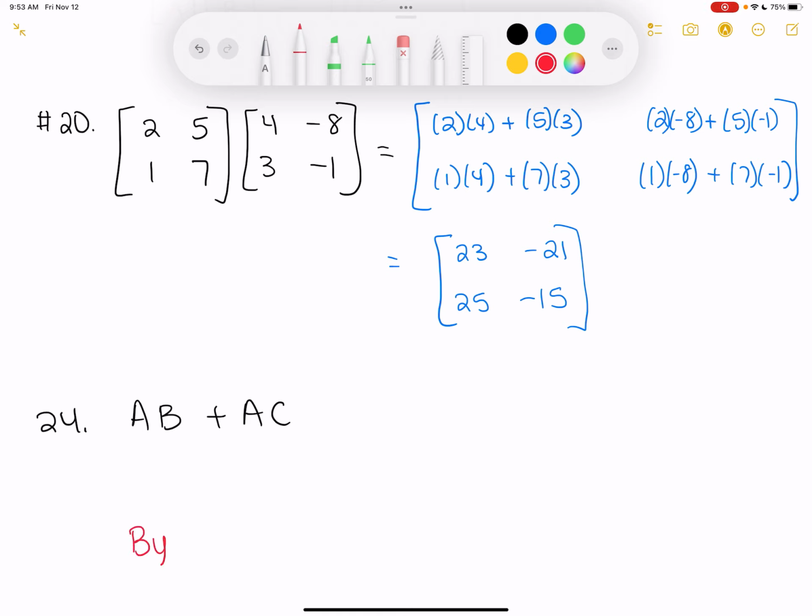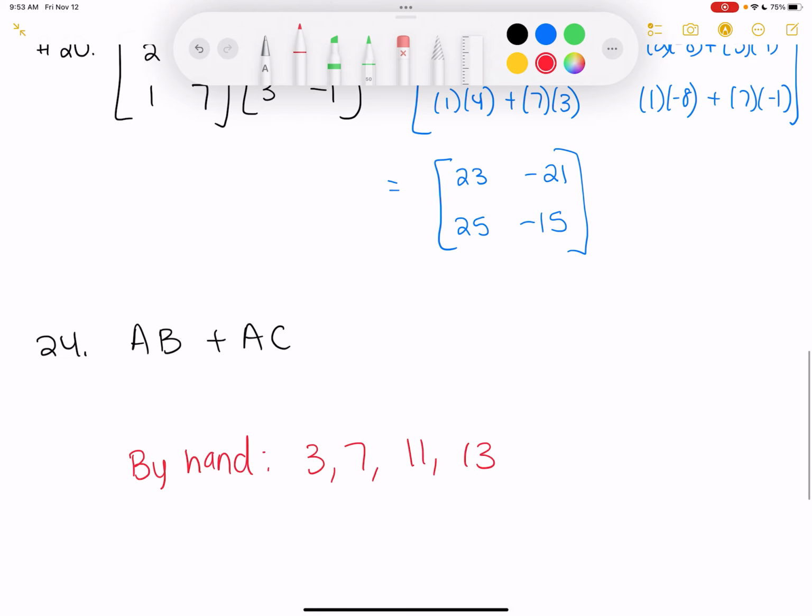by hand, you need to do 3, 7, 11, and 13. And then on your calculator, do 17, 23, 25, and 27.